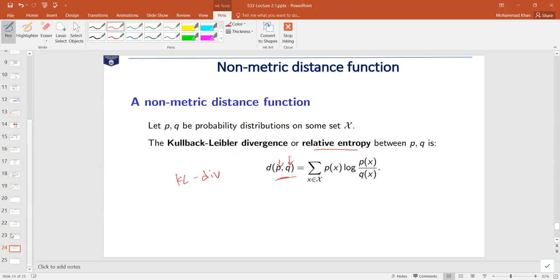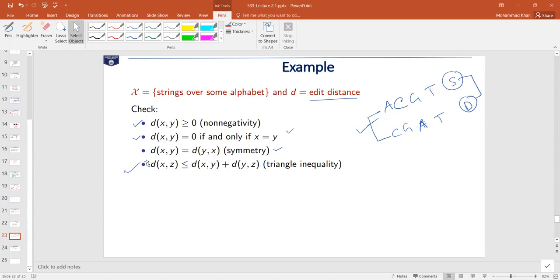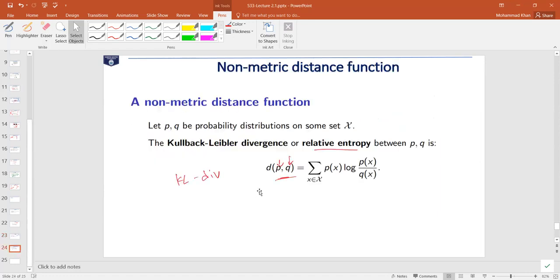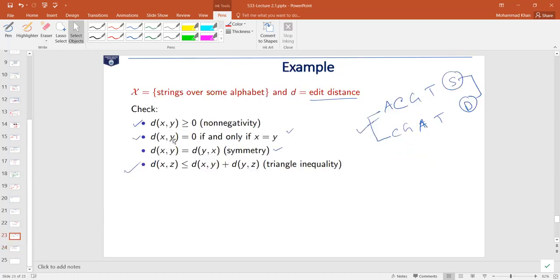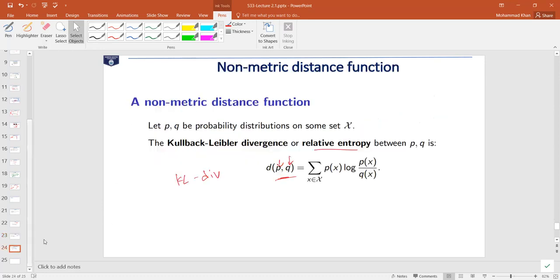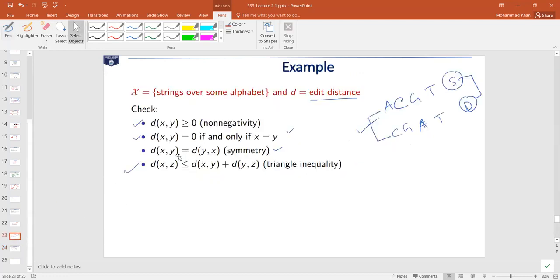For example, if we check, the first one is non-negativity. It gives us positive values, so it follows this property. Then the second property, distance of x equals 0 if and only if x equals y. I think this is also followed, because if we have p and q the same, then it will give us log of 1, so it will give us 0. So it follows the second property, but it does not follow the third and fourth properties.